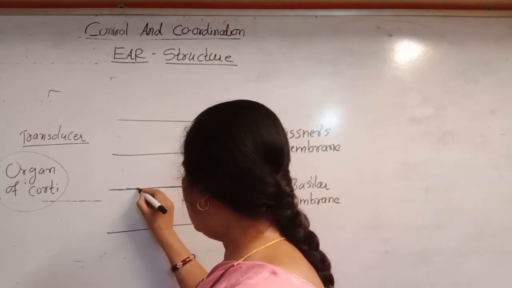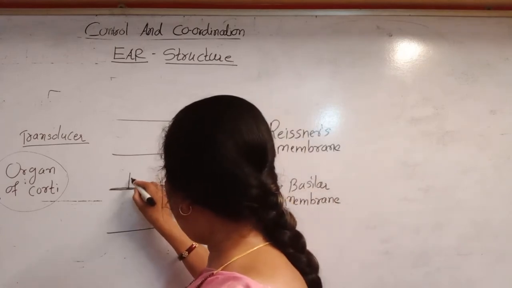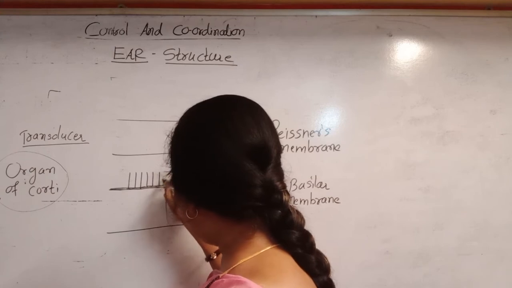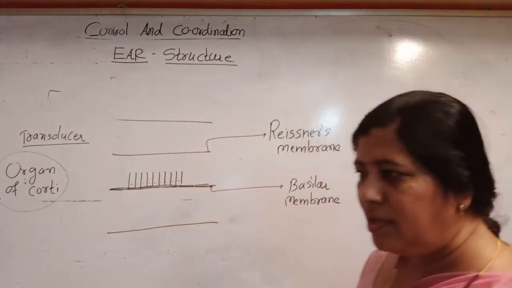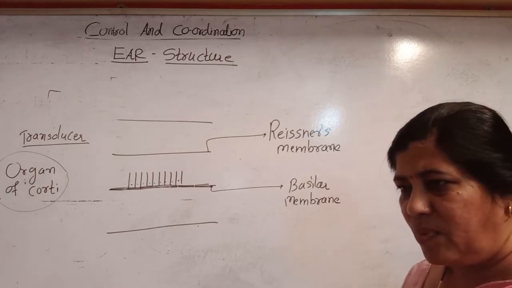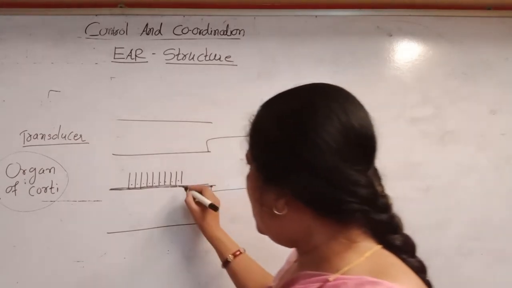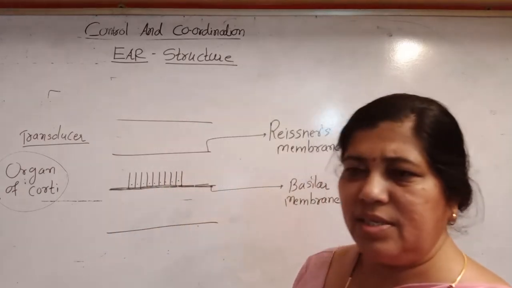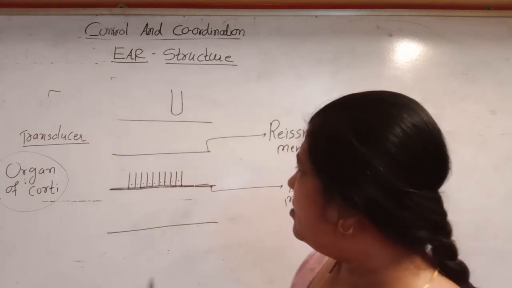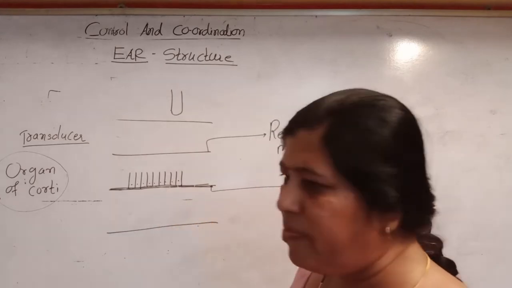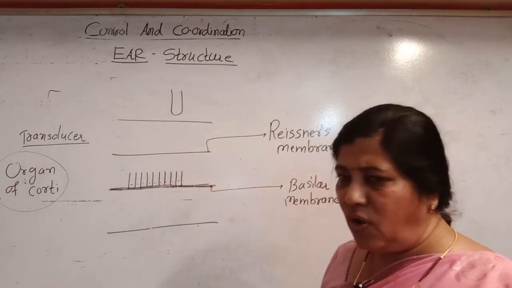Organ of Corti consists of basement membrane. So epithelial tissue is always resting on basement membrane. On this basement membrane sensory epithelium is there. So this is sensory epithelium and these are nuclei. In the sensory epithelium, sensory cells are there. So a sensory cell has one free end and another end is resting on basement membrane.